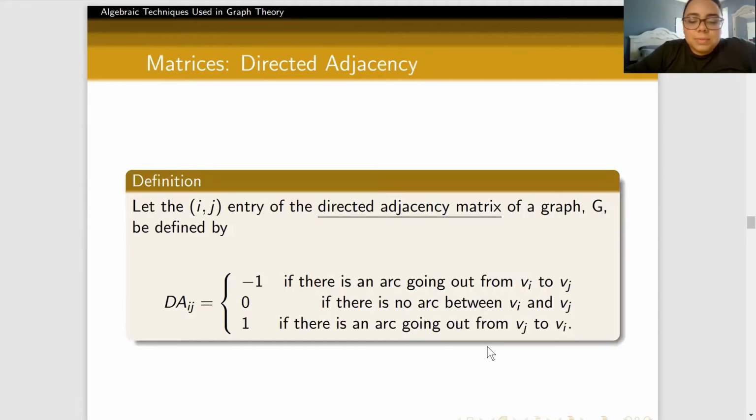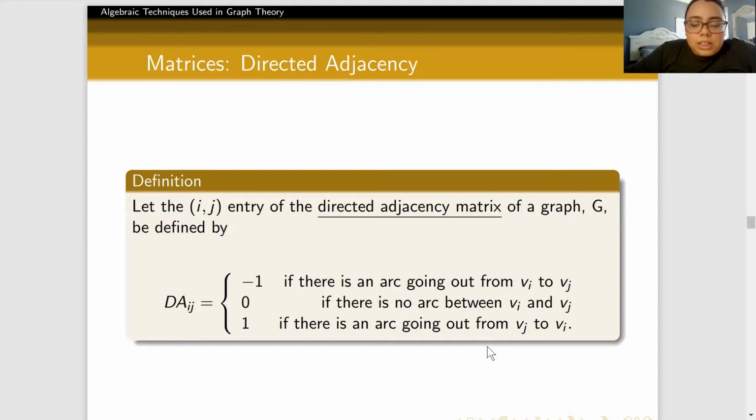So the adjacency matrix of a directed graph has ones if there's an arc going out and zeros everywhere else, but we modified the matrix so that it would have ones, zeros, and negative ones to distinguish between the direction. So the ij entry of our new matrix would have a 0 if there's no arc between vertex i and vertex j.